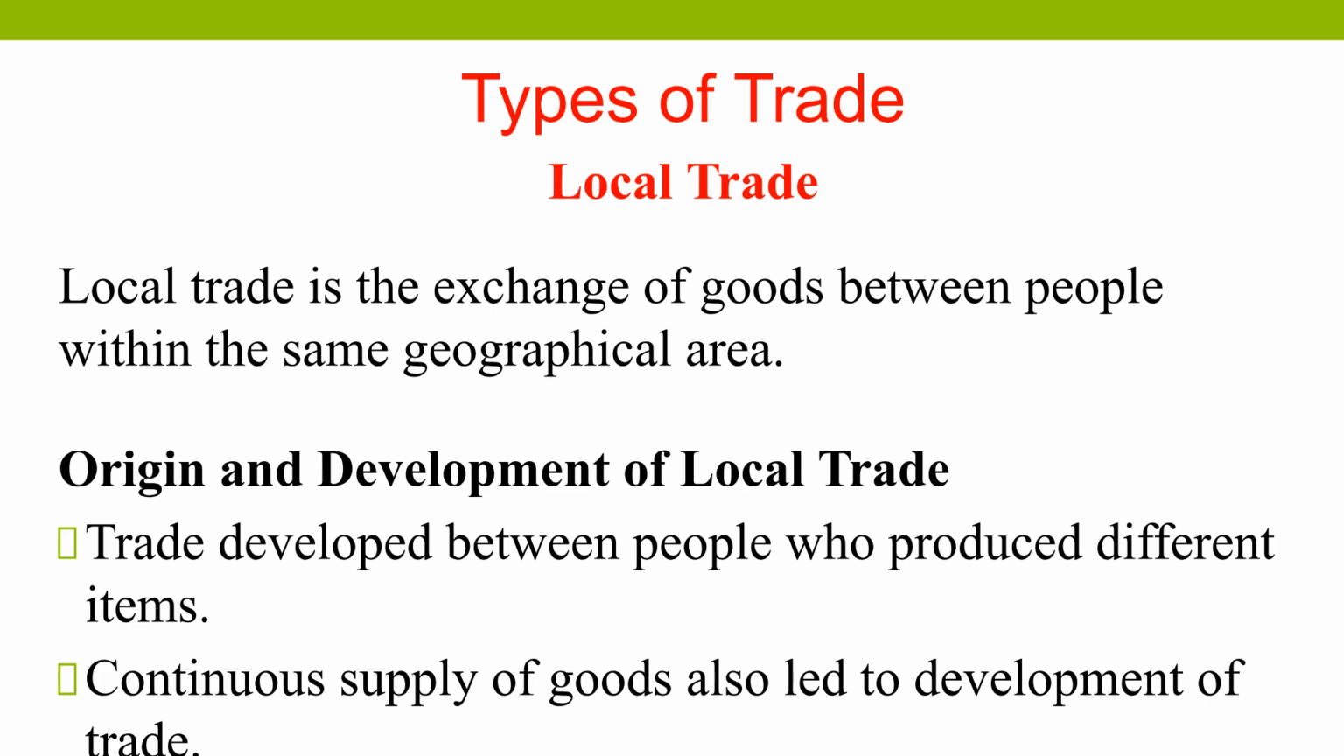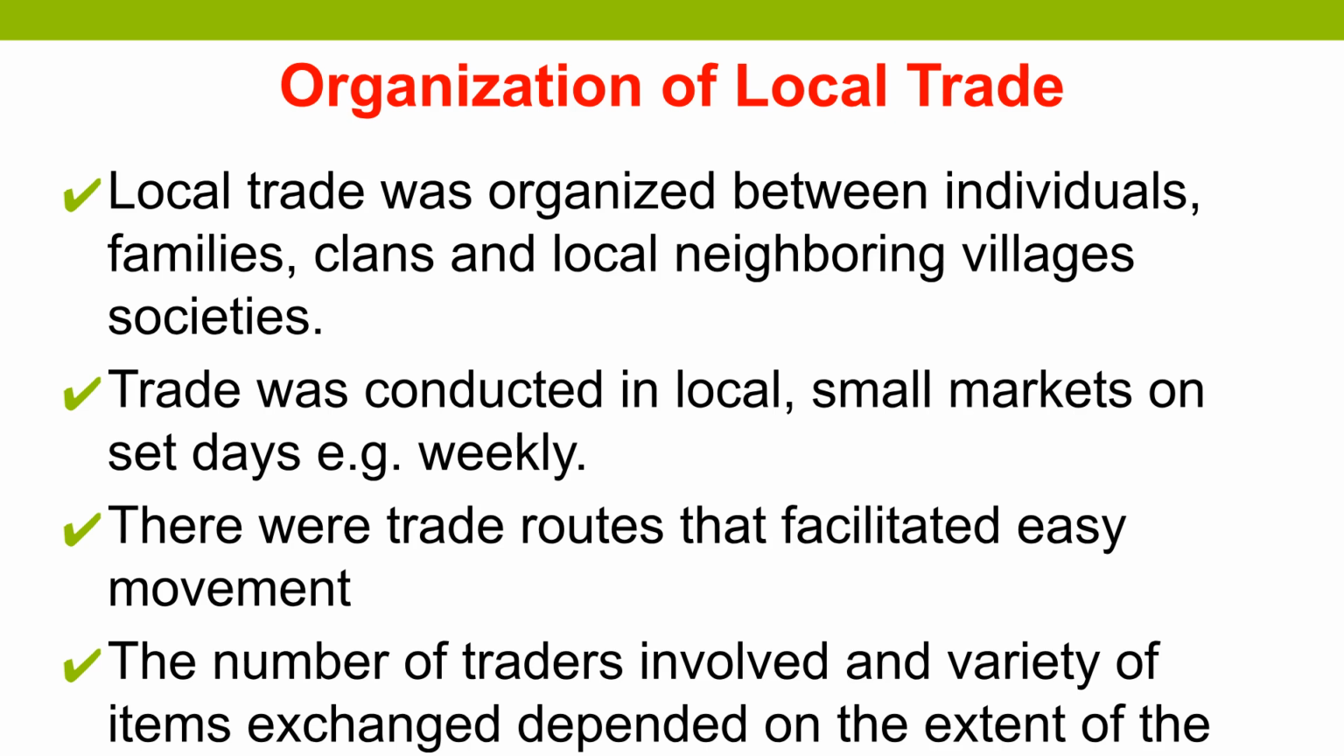Local trade is the exchange of goods between people within the same geographical area. Its development was driven by people producing different items, a continuous supply of goods, and periods of peace. Local trade was organized among individuals, families, clans, and neighboring villages. It was conducted in small, local markets on set days. Trade routes facilitated movement, and the variety of items exchanged depended on the locality.